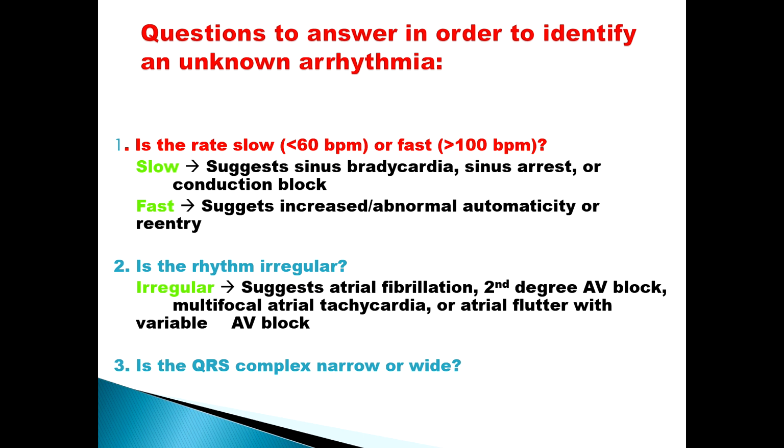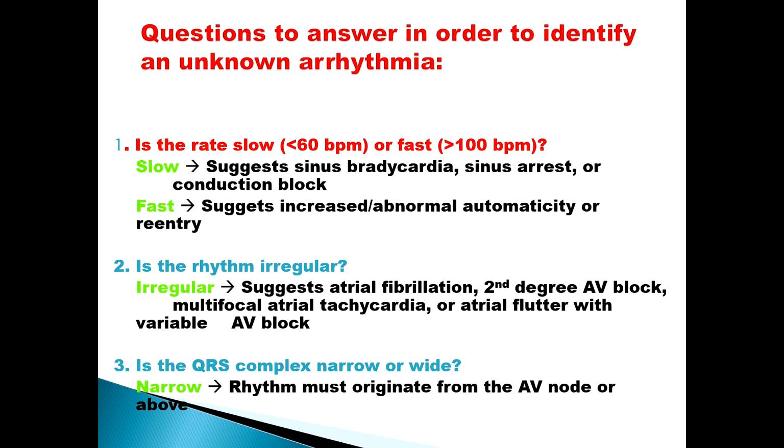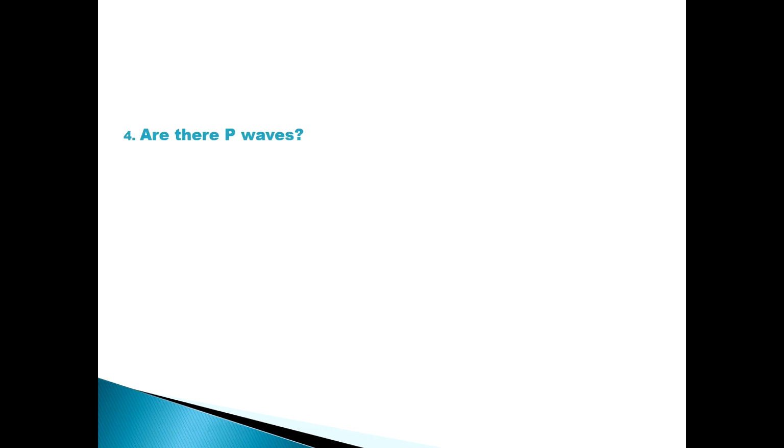And the third question that comes to the mind: is the QRS narrow or wide? Third thing which you should think, it is narrow or wide. Because if QRS is narrow, it means the rhythm is from the AV node or above. If it is wide, it may originate from anywhere, basically it is coming from the ventricle or a diseased conduction system, like a diseased Purkinje system can also lead to it.